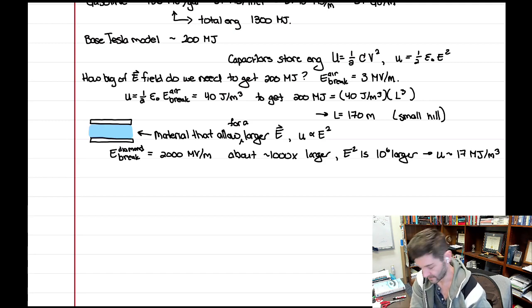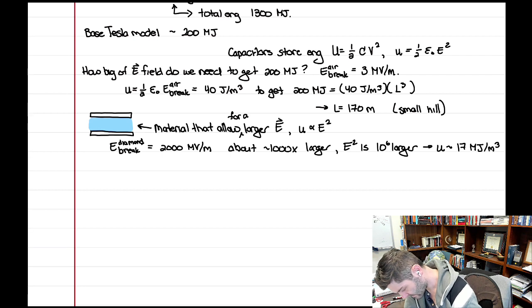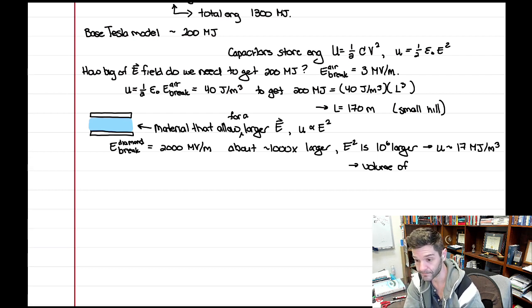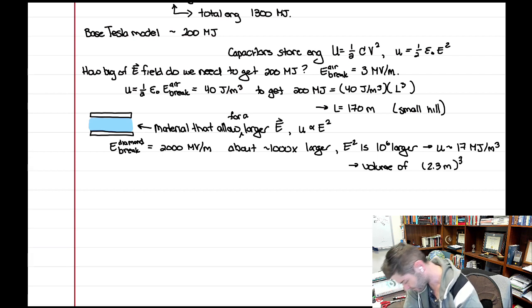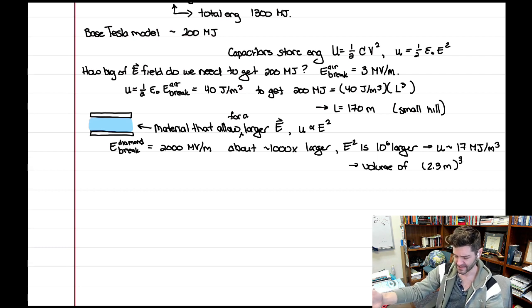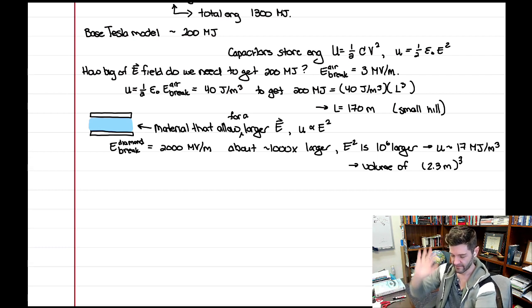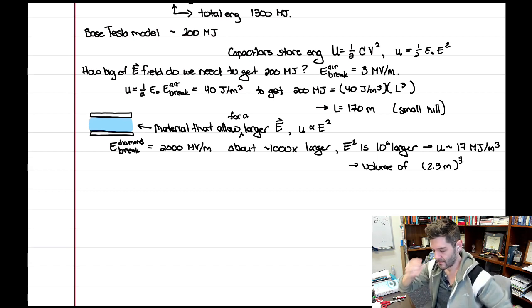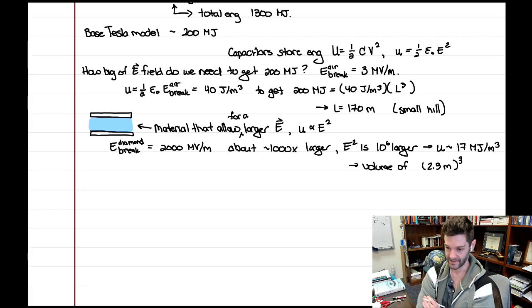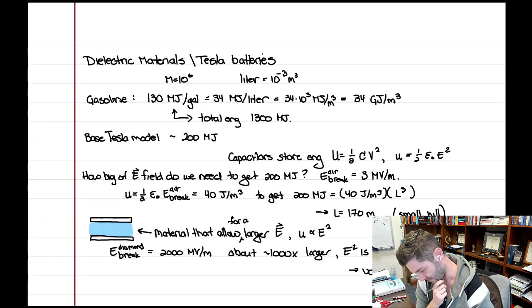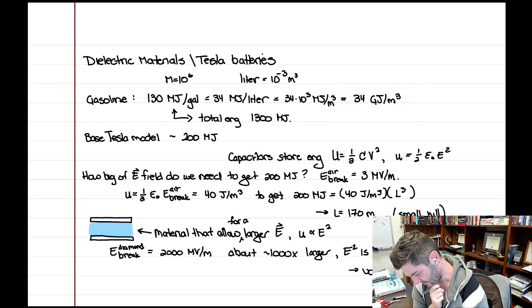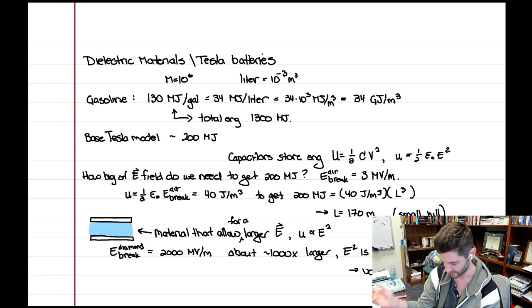Now, that's better, but then this requires a volume. Again, if I want to get that original Tesla battery, that requires a volume of about 2.3 meters cubed. So again, a capacitor that's maybe 7 feet by 7 feet by 7 feet. Still not super practical in this case, but we're getting closer. And then also notice it's still really not coming anywhere close to gasoline, which is 34 gigajoules per meter cubed.